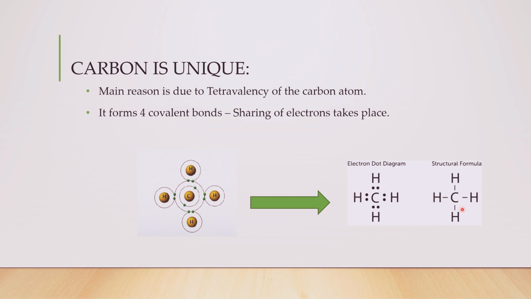In one covalent bond, there is sharing of 2 electrons, one from carbon and one from hydrogen. And in this one also, 2 electrons are shared, one from carbon and one from hydrogen. In this also 2, in this also 2. Totally, 4 covalent bonds are present in methane.